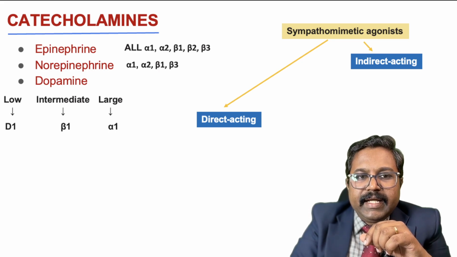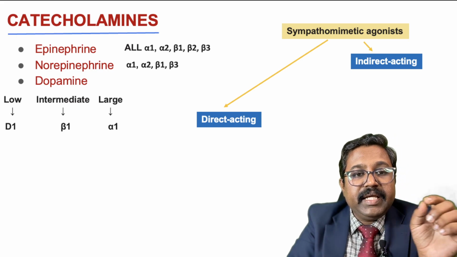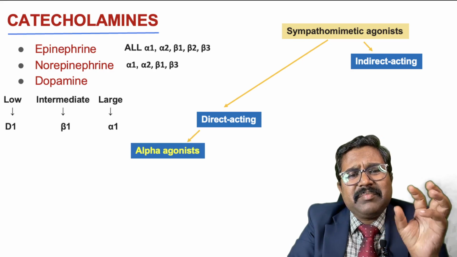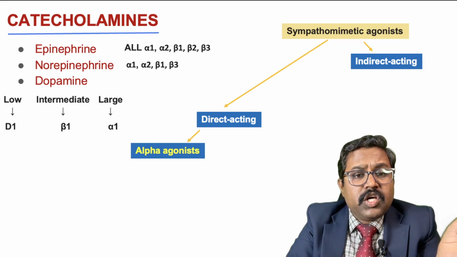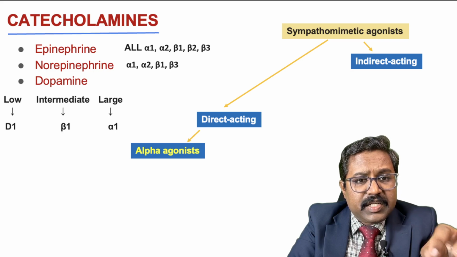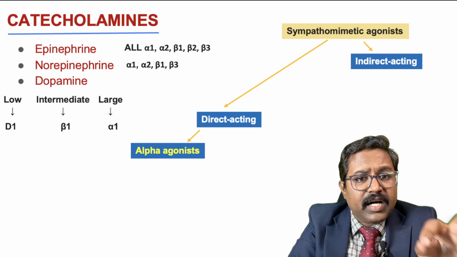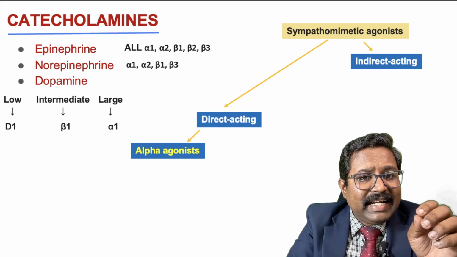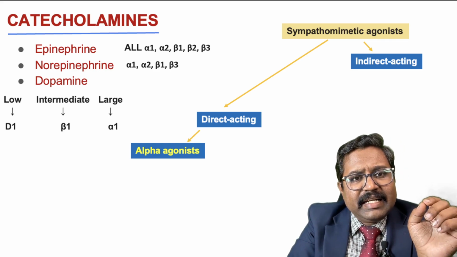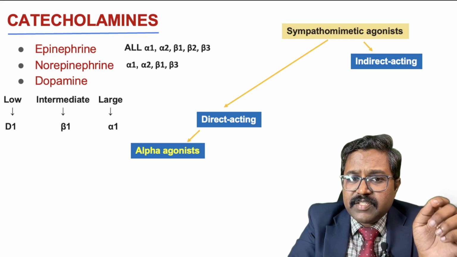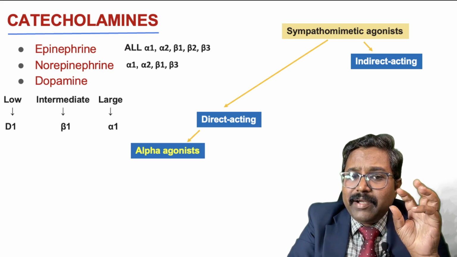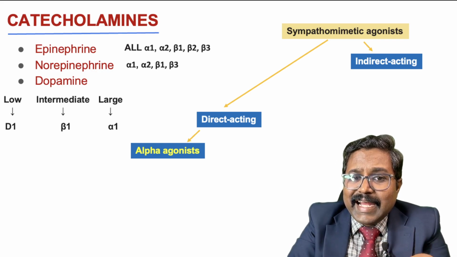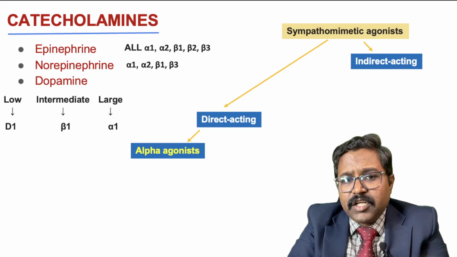So directly acting drugs can be classified again. What do you understand by directly acting, indirectly acting? Directly acting means these are the drugs which directly bind to the alpha or the beta receptor to produce the activity. So what do you understand by indirectly acting drugs? Indirectly acting sympathomimetic drugs are the drugs which will not directly bind to the alpha or the beta receptor. Instead, they act indirectly by increasing the levels of the norepinephrine.